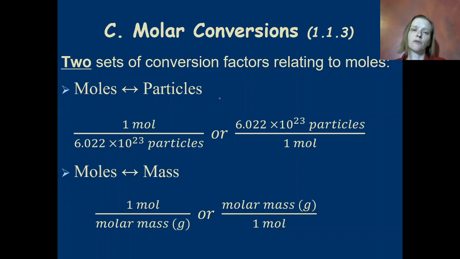When we learned this first conversion factor, it didn't matter what substance we were using, just like dozens. It doesn't matter if you have a dozen donuts, a dozen bagels, a dozen eggs, a dozen cookies, a dozen elephants. 1 dozen is 12 items. It's the same thing with moles. 1 mole is 6.022 times 10 to the 23rd.